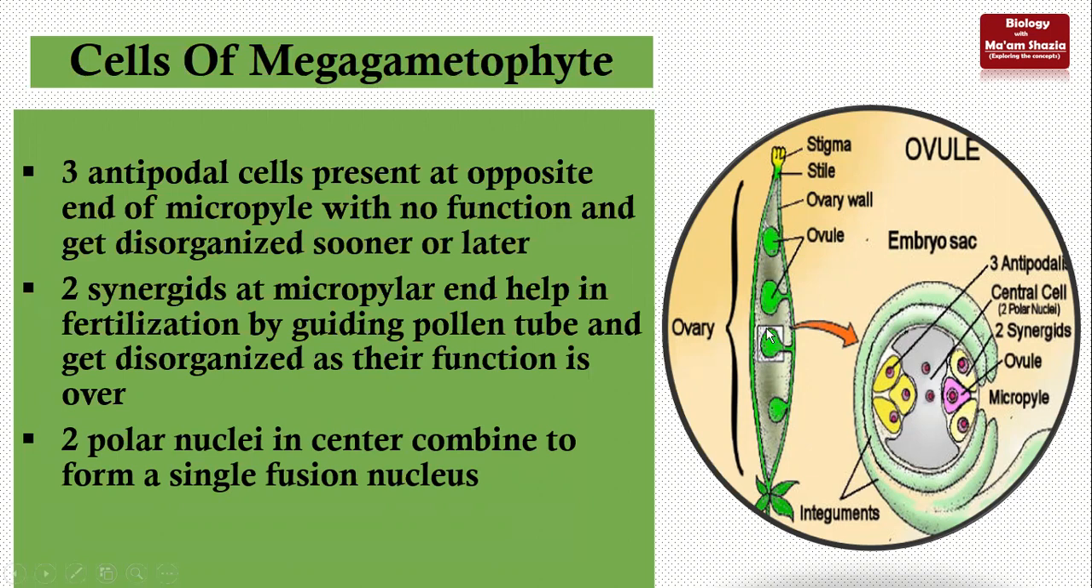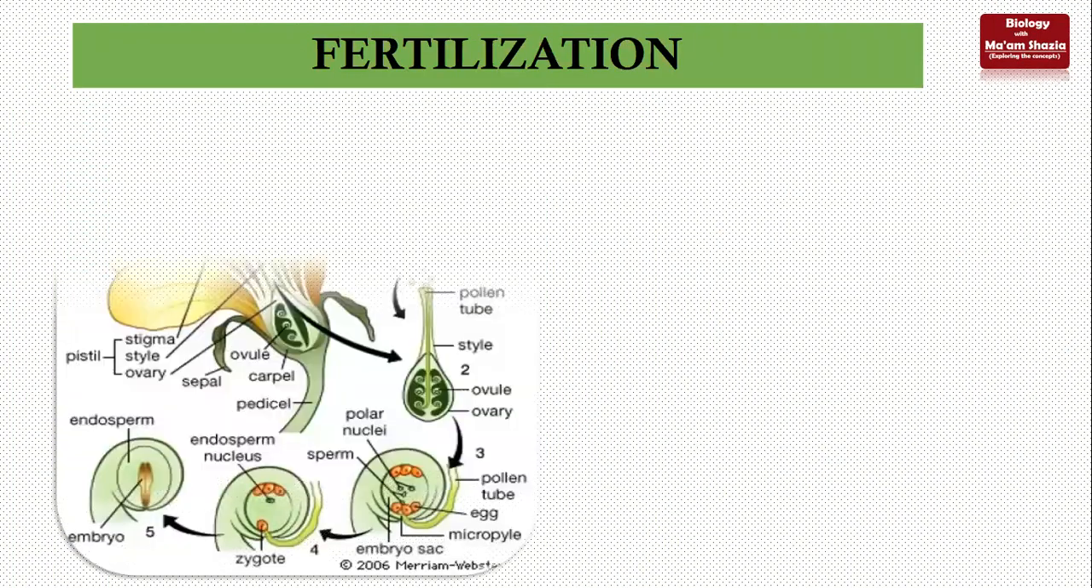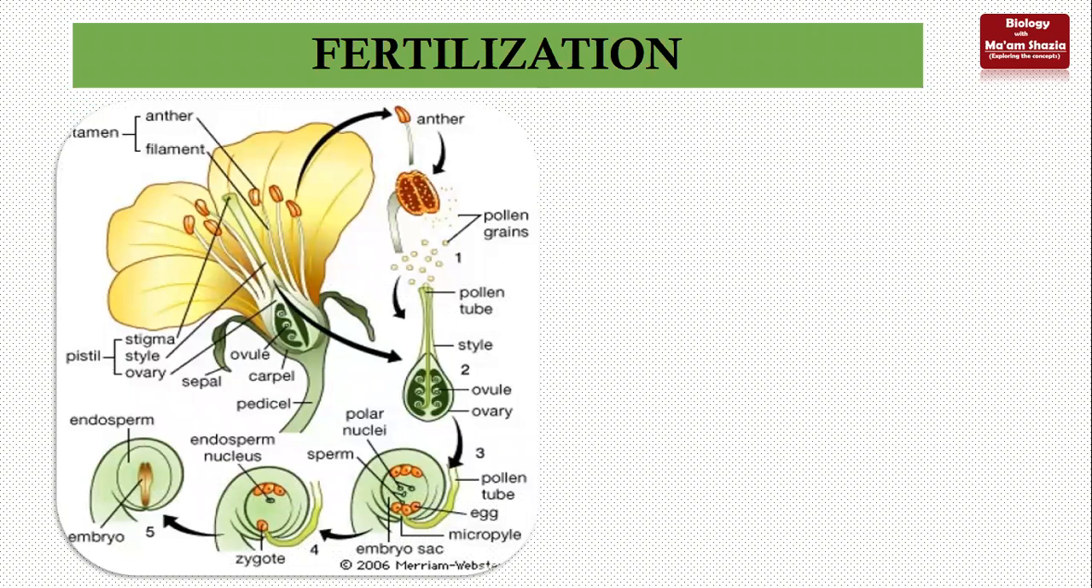This is a pod of a pea, and I've shown you this seed. Inside each seed, we can see all these things, right? Okay. Egg is present between synergids. I've already told you. Fertilization. Now, the process of fertilization in plants.